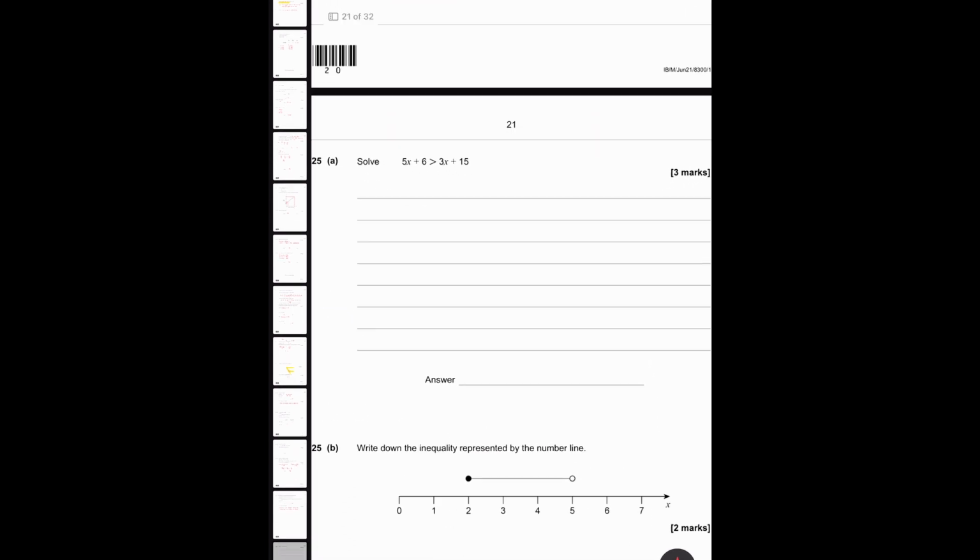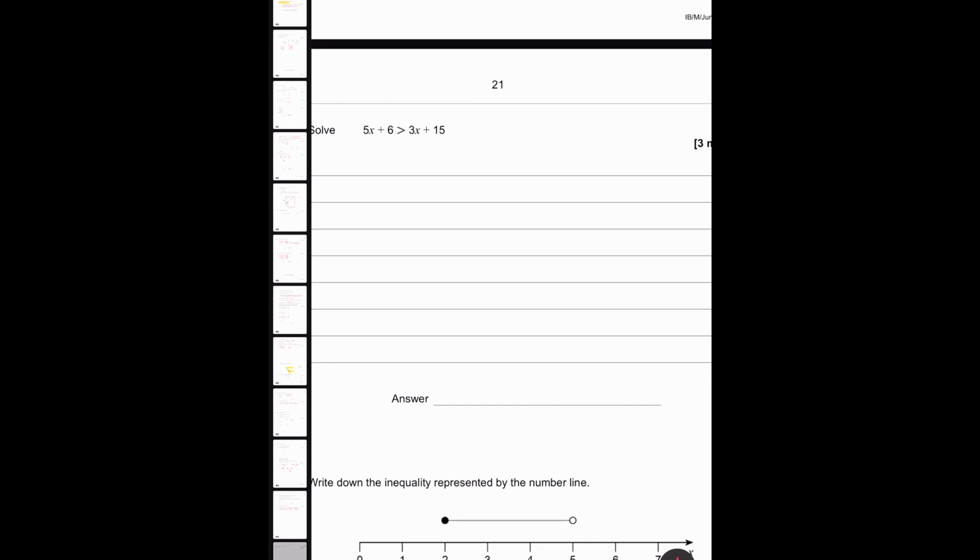Question 25 has given us an inequality to solve. We have 5x plus 6 is more than 3x plus 15. First, we need to find the side that has the least number of x's. That is the right-hand side. We are therefore going to take the 3x on the right away from the 5x on the left. That gives us 2x plus 6 is more than 15.